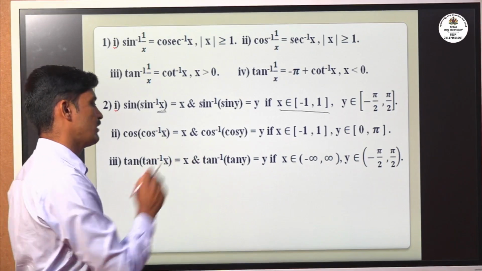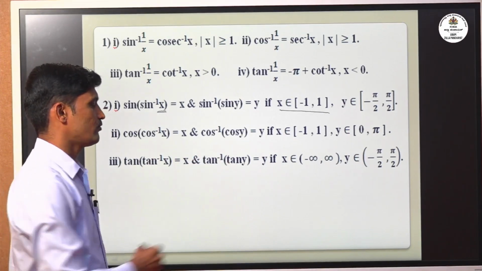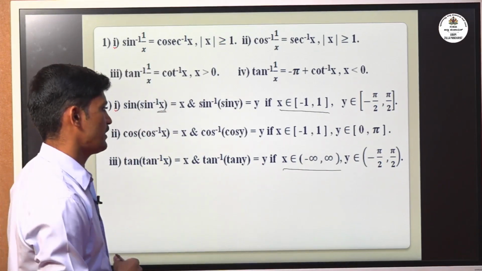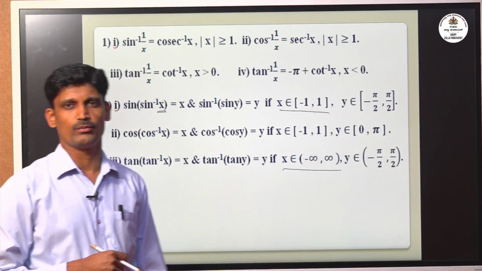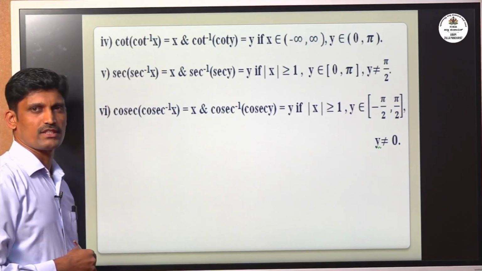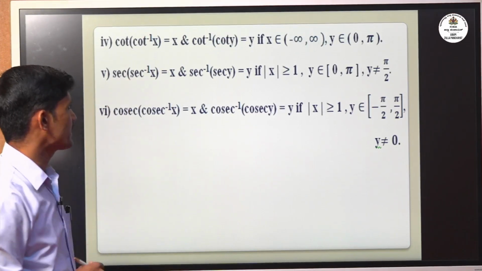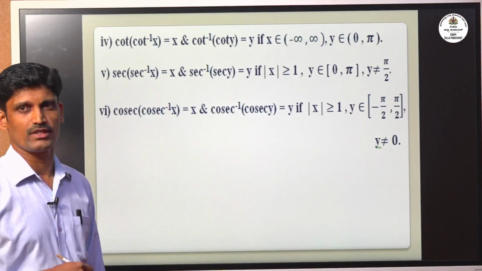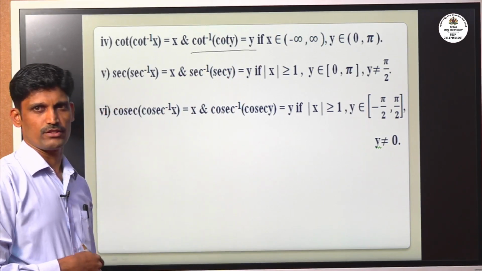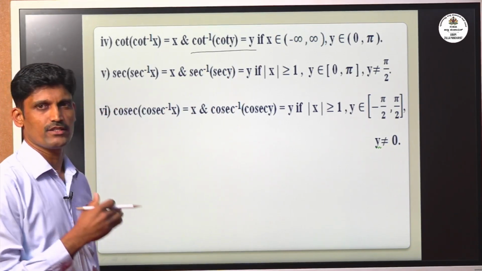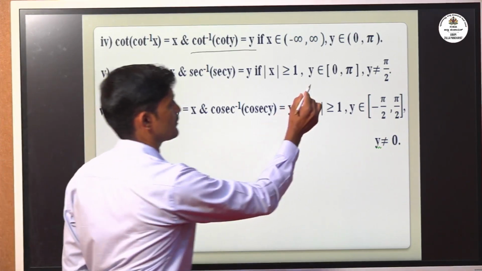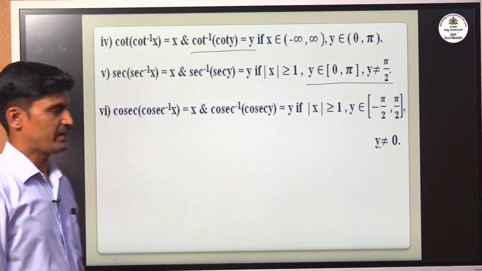Then similarly tan of tan inverse x is x, tan inverse of tan y is y for x between minus infinity to plus infinity. That is the domain of tan inverse x, and y belongs to open interval minus pi by 2 comma plus pi by 2. Then other properties you have studied. Cot of cot inverse x is x, then similarly secant of secant inverse x is x, cosecant of cosecant inverse x is x, cot inverse of cot y is equal to y when y belongs to open interval 0 comma pi, secant inverse of secant y is y when y belongs to the closed interval 0 comma pi, provided y not equal to pi by 2.